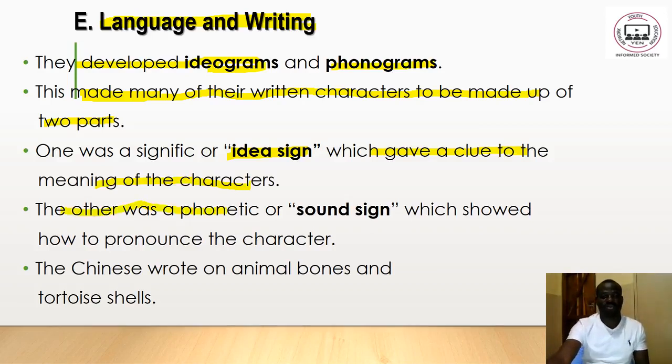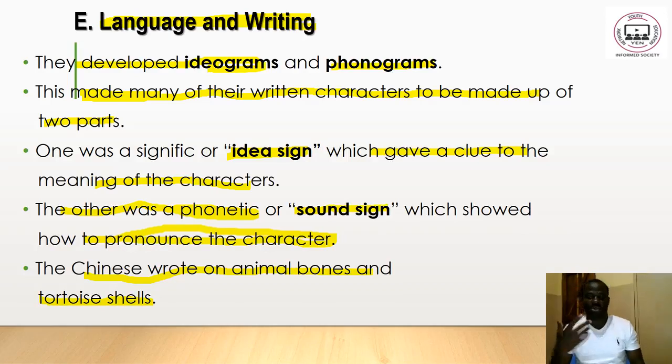And the other one was a phonetic or sound sign, which showed how to pronounce the character that was written. So the Chinese wrote on animal bones and tortoise shells. That's where they were writing. Remember the Egyptians, we said they were writing on papyrus. But the Chinese were writing on animal bones as well as tortoise shells.